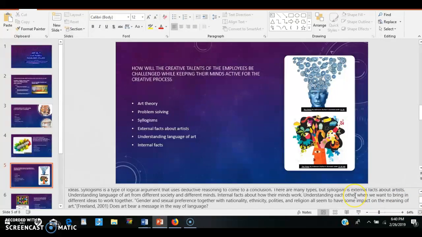Semiology is typically the logical argument that uses deductive reasoning to come to a conclusion. There are many different types of semiology and external factors about artists. Understanding the language of the form of art from different societies and different minds. Internal factors about how the mind works. Understanding each other when we want to bring in different ideas to work together.